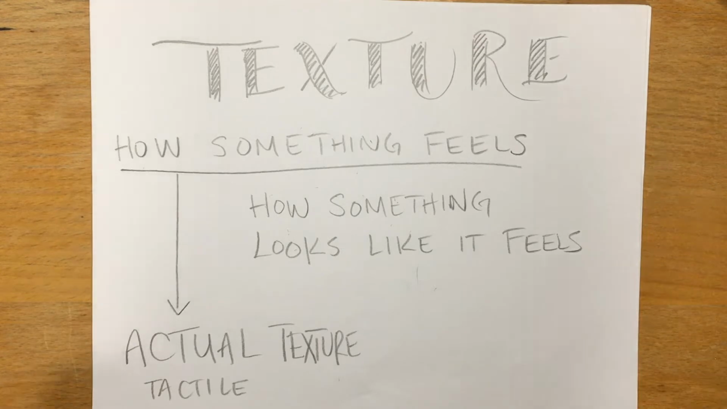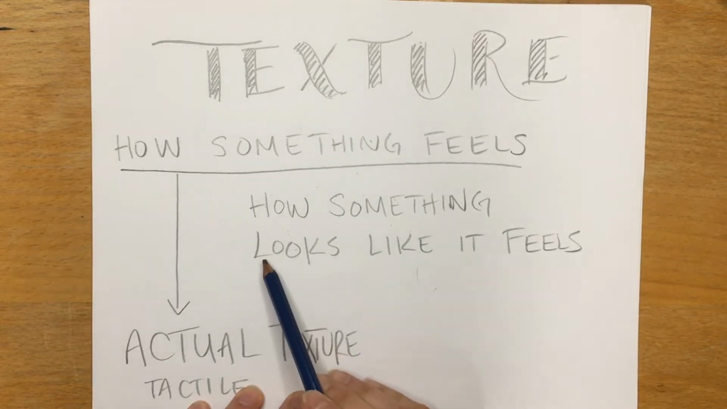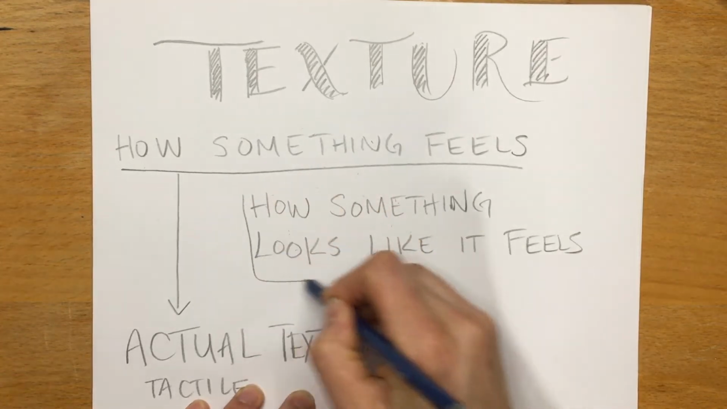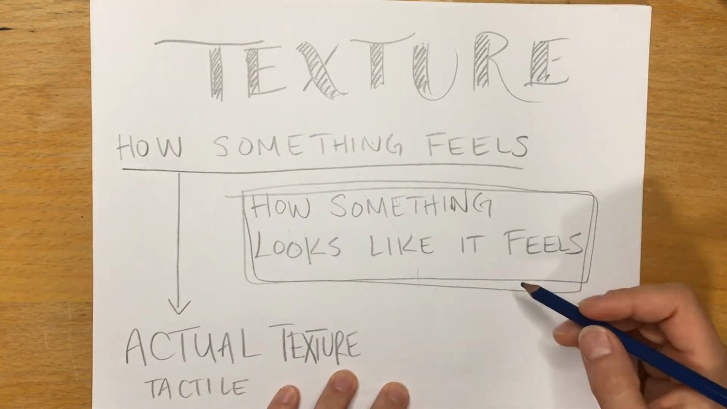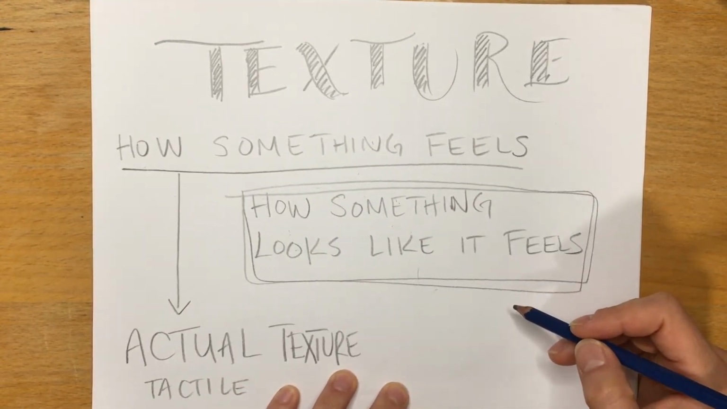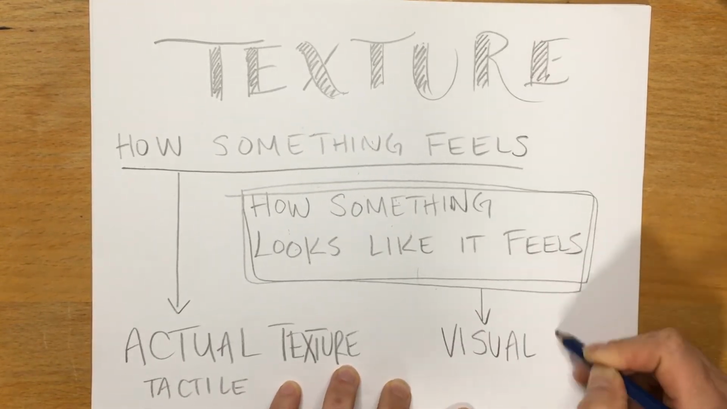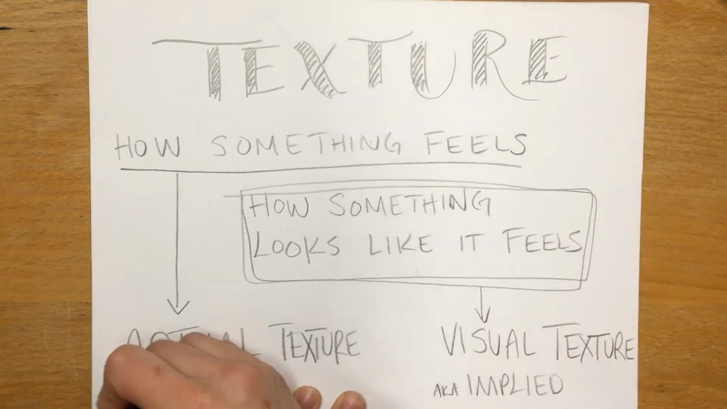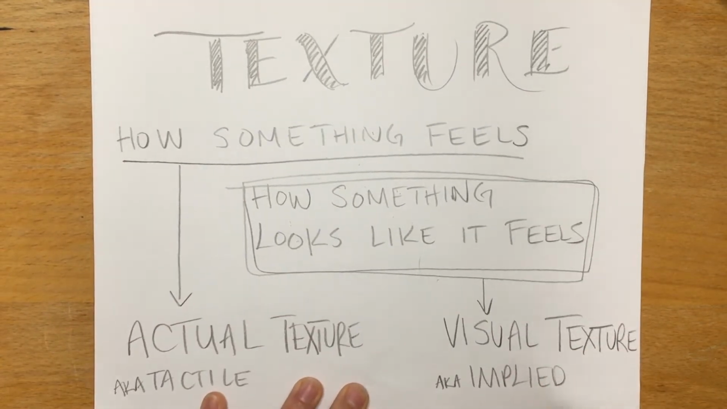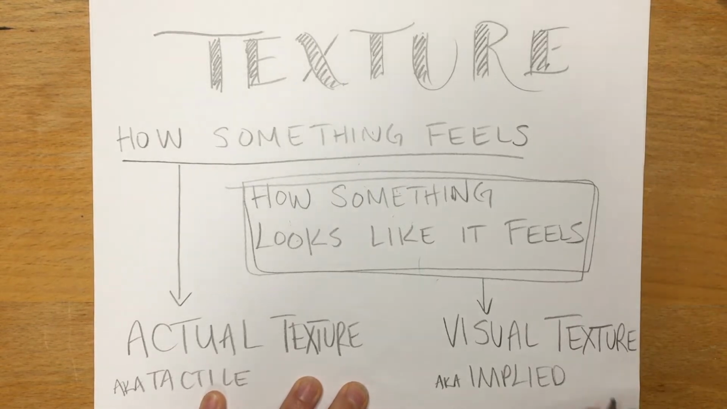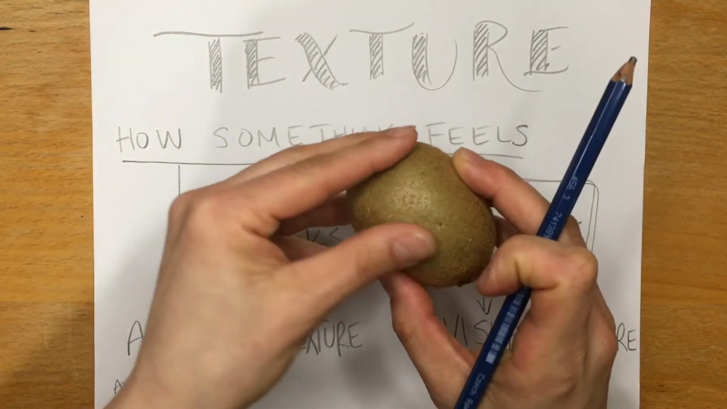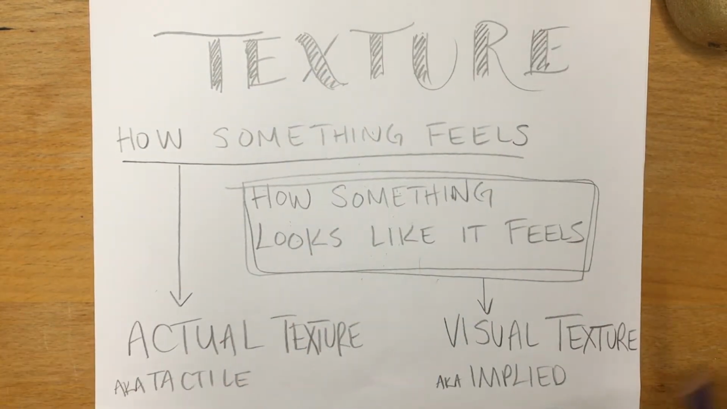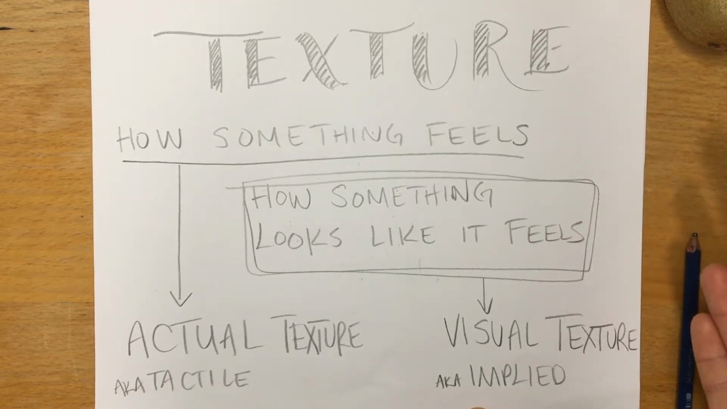The second part of the texture definition, the way something looks like it feels, can be called visual texture or implied texture. In case you didn't know, AKA stands for also known as. So, texture, how something feels, like this kiwi right here, actual texture. The other part of it is how something looks like it feels, a visual texture or an implied texture.